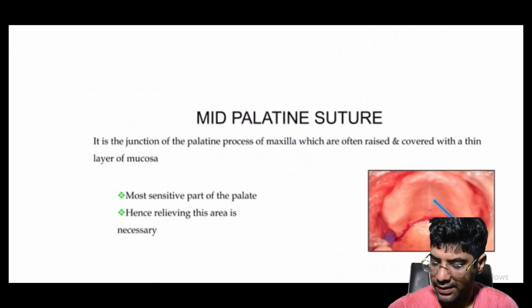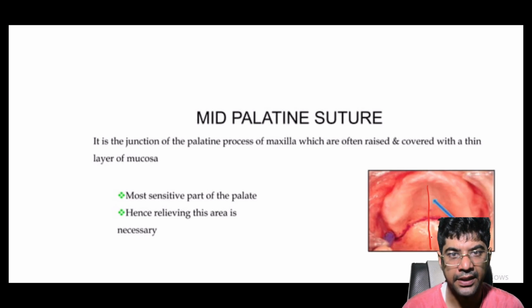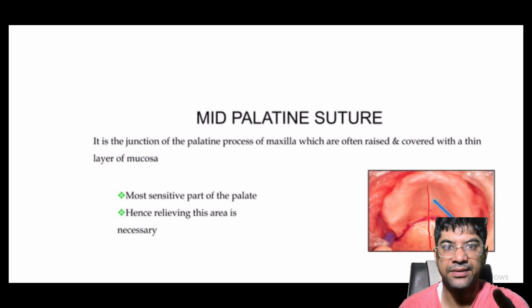The second is the mid-palatine suture. So this one is the mid-palatine suture. It is a median suture over the area of the hard palate covered by a thin layer of submucosa. This area is sensitive to pressure because it has a thin submucosa. So relief should be provided in this area during denture fabrication to prevent discomfort.